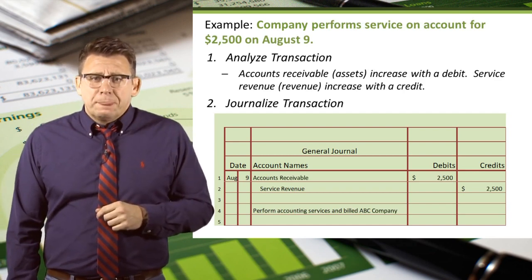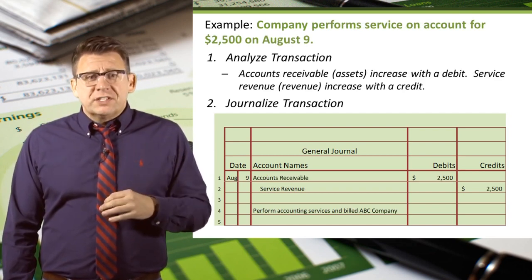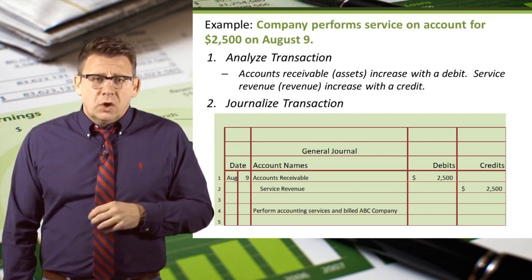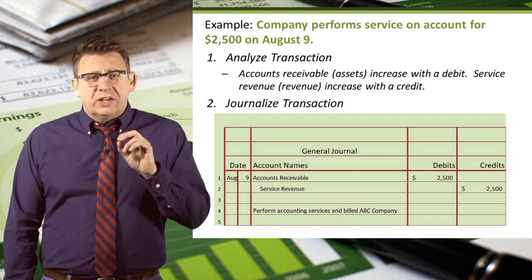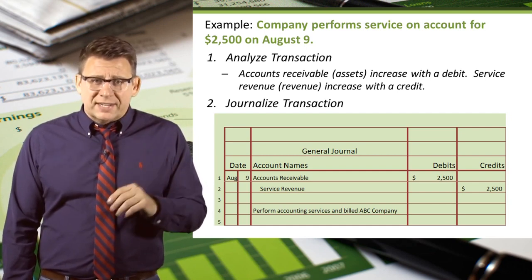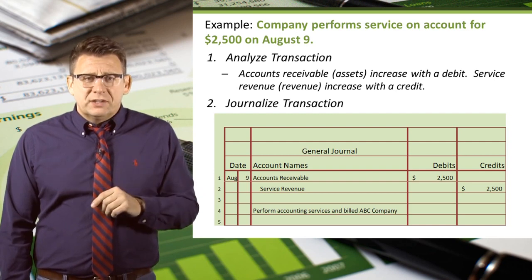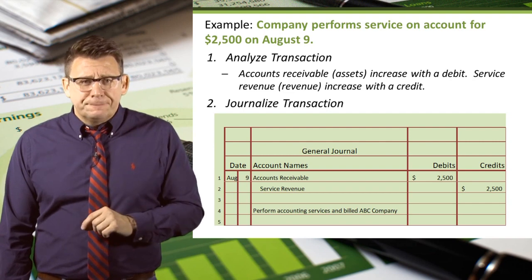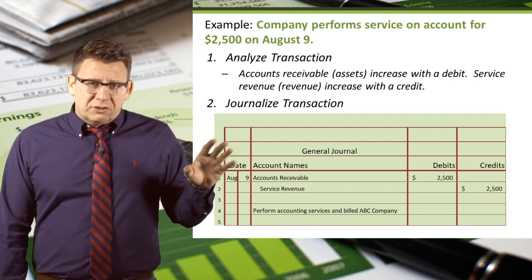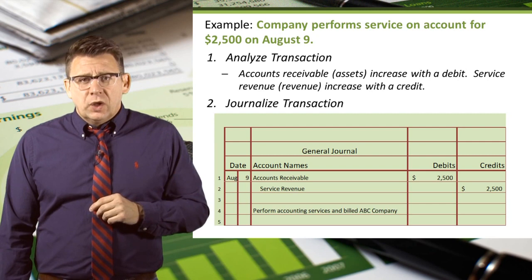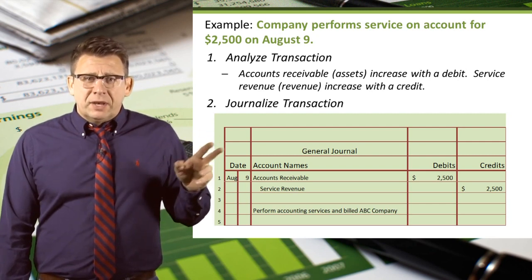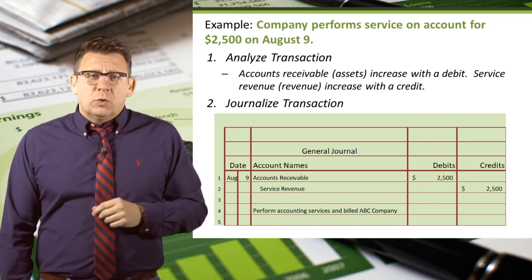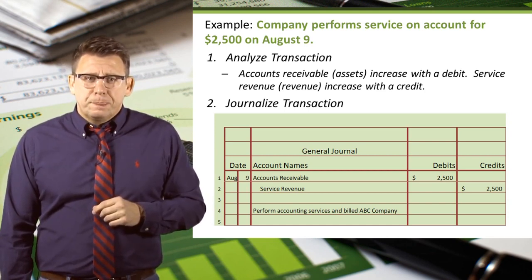Let's look at another example. A company performs service on account for $2,500 on August 9th. We analyzed this transaction and determined that accounts receivable, an asset account, is increased with a debit. Service revenue, a revenue account, is increased with a credit. So we'll enter the date, August 9th. We will then list the debit account, so we enter accounts receivable, and in the debit column we'll enter $2,500.